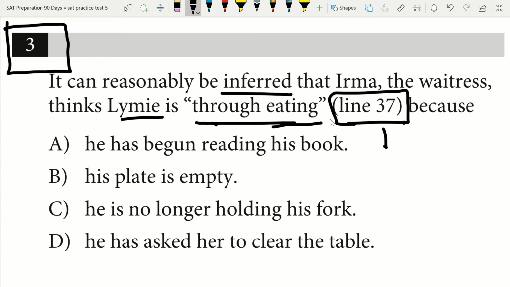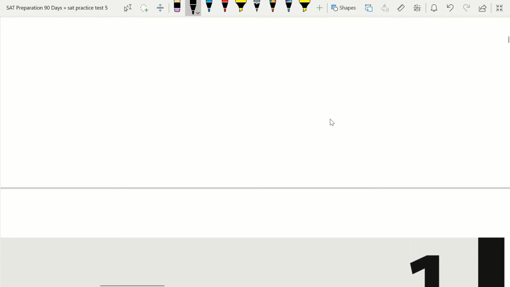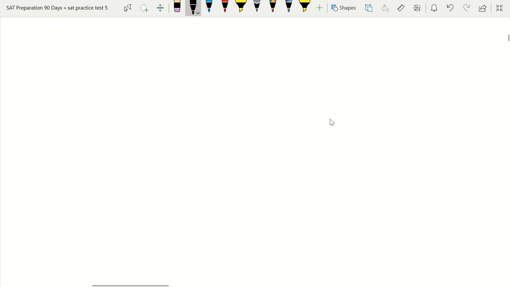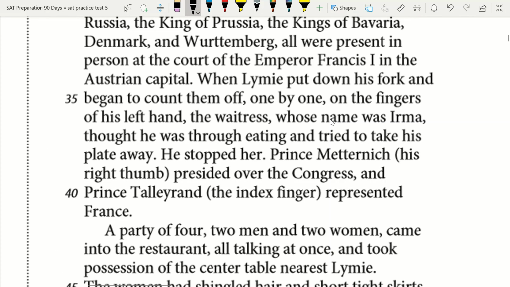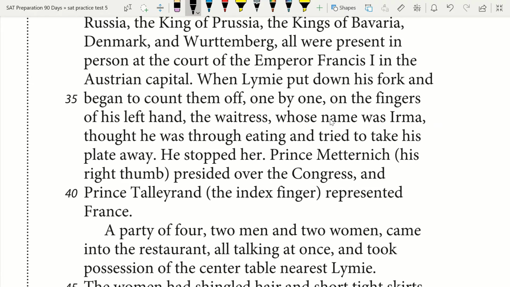I see also I'm directed to line 37 for this one. So that's where I'm going to start: I'm going to go to line 37. And when I'm answering these inference questions, I'm going to look for something that starts a little bit before that. So in this case, line 37 is right where I'm underlining. I'm going to start at the beginning of that sentence so I know more context going into it.